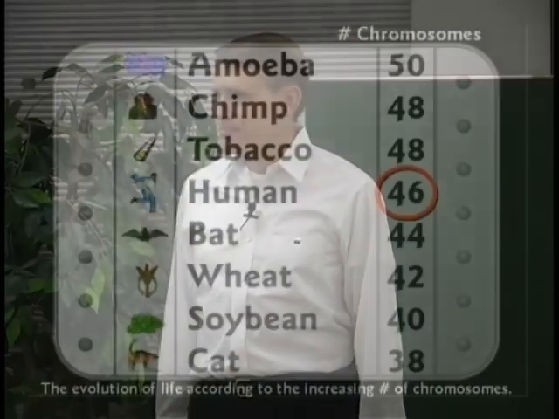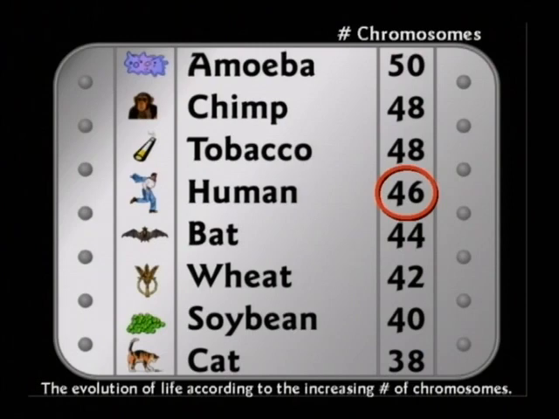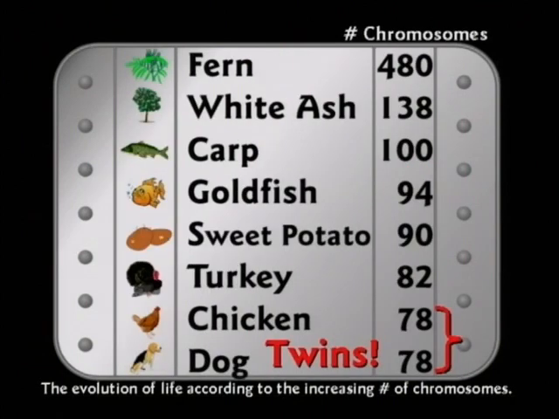Is it advantageous? No. It's a disadvantage. 46 chromosomes. Now, if we can just get 2 more chromosomes, we should be a tobacco plant. They have 48. They're way ahead of us evolving. And you can see, obviously, tobacco and chimpanzees are twins, identical. Dogs and chickens are also. They both have 78 chromosomes.